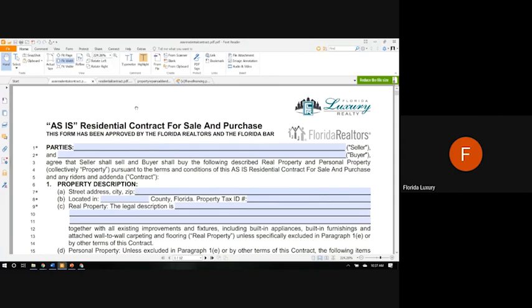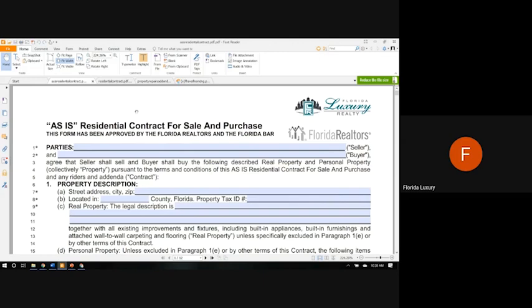So parties, the seller goes up at the top. For the seller, it's important that the seller's name is exactly as it appears in the tax record. So if it's John A. Smith, it needs to say John A. Smith on the contract. Otherwise, the title company will not be able to convey title unless the names match. The buyer, the same way. If the buyer wants their middle initial on the deed, it needs to be that way on the contract. So just be aware of that.